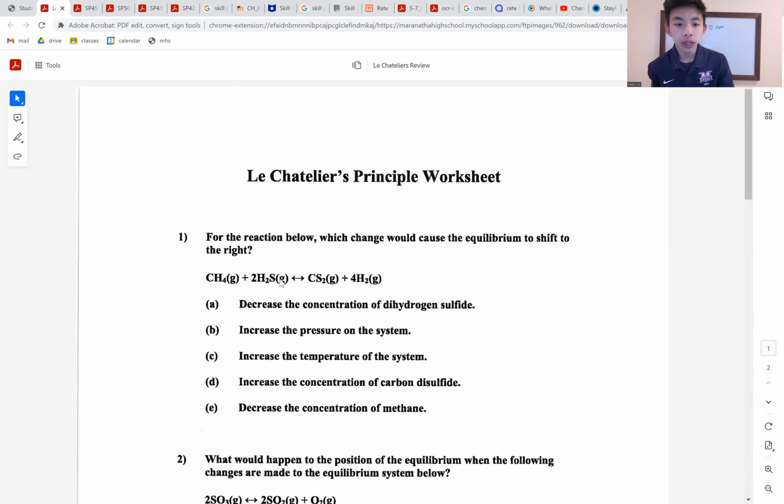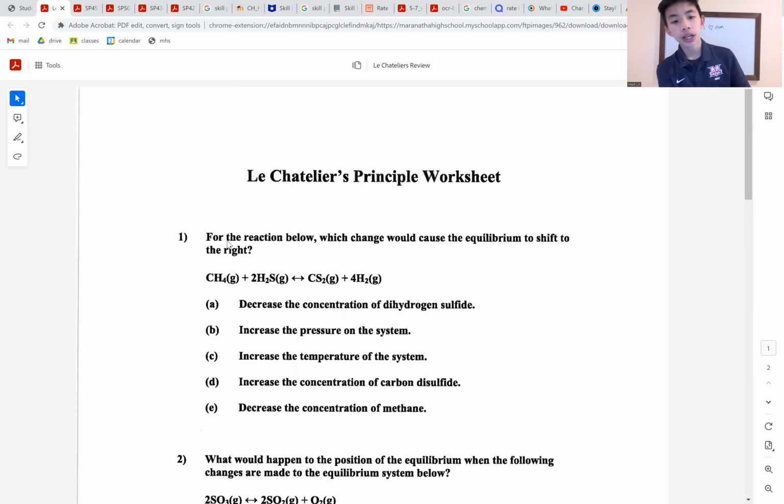So B, increase the pressure of the system, right? So for pressure, you look at the moles of each thing. On the reactant side, 2 plus 1 is 3. There's an invisible one right here. So there's 3 on the reactant side, and then there's going to be 1 plus 4, which is 5 on the product side. So if you increase the pressure, it will go to the side with less moles, which is the reactant side. So it will go reverse. So that doesn't work at all.